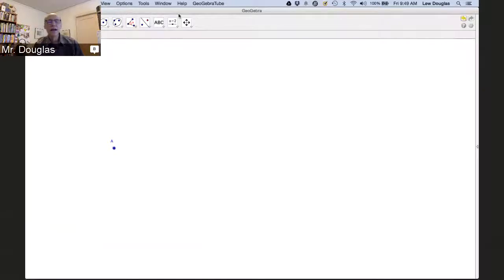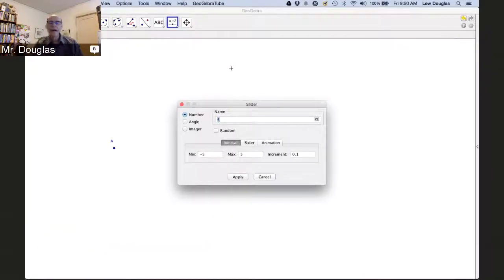All right, and here's a slider. What I do, I believe, is I put this here, and I can make it a number or an angle or an integer. I want to make it an angle, alpha. And here you can adjust the minimum and maximum angle. Instead of making it from 0, why don't we make it 0 to 360, that's okay. And you can adjust the increment.